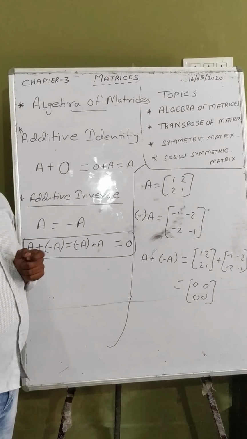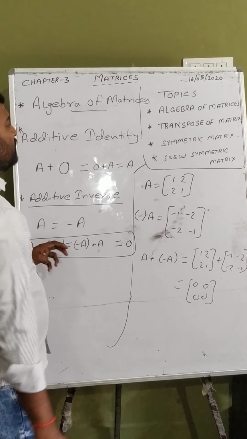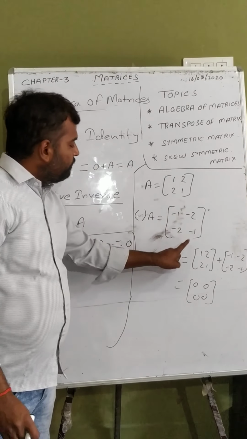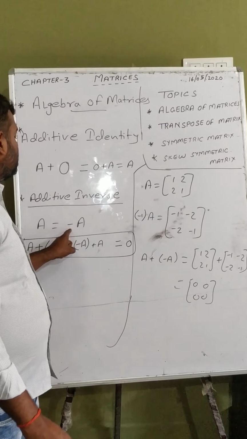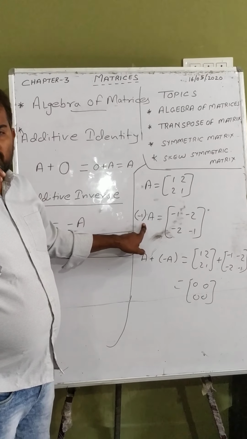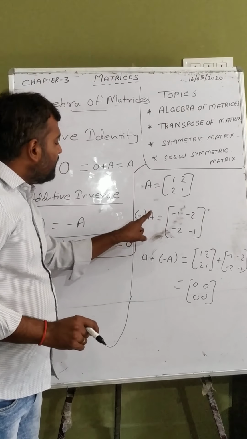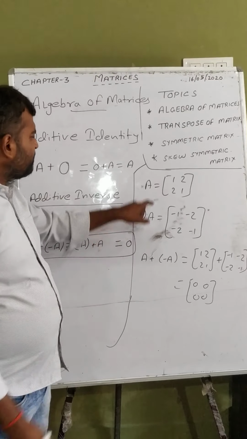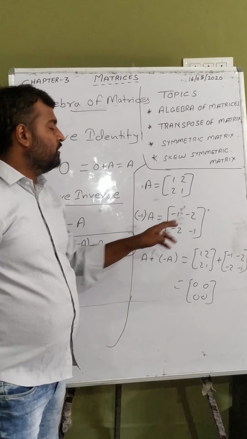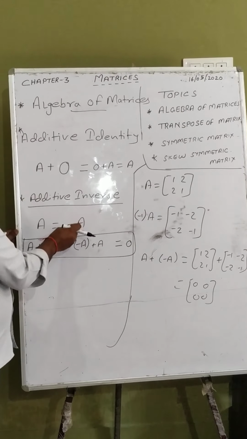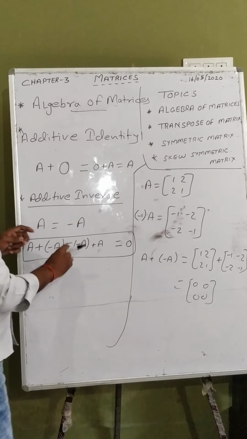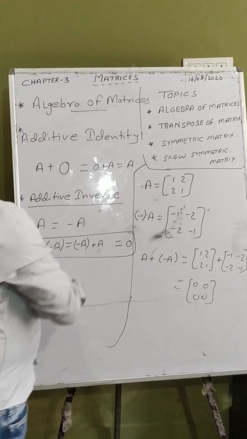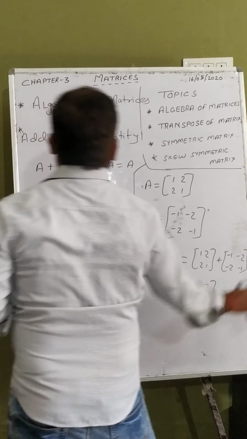How do we find the additive inverse of a given matrix? Simply multiply each and every element of the given matrix by minus 1. This is said to be the scalar multiplication of a matrix. Later on we will discuss more about this. To find the additive inverse of a given matrix, you need to change the sign of each element of the matrix. So this is your additive inverse.